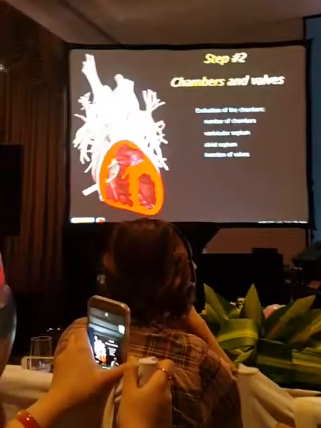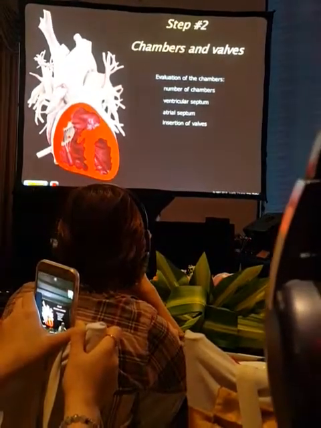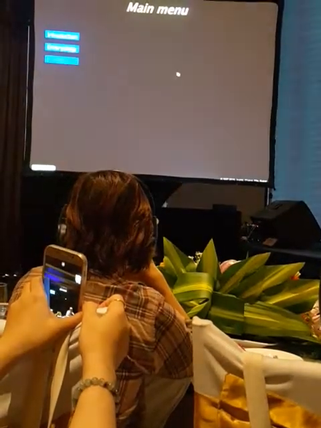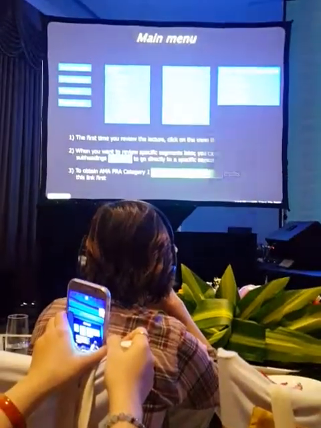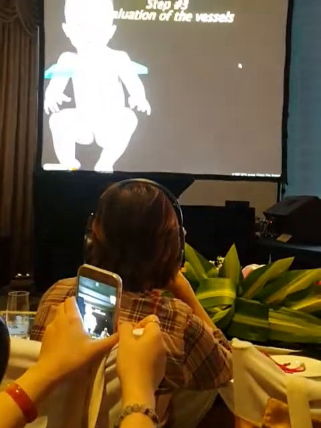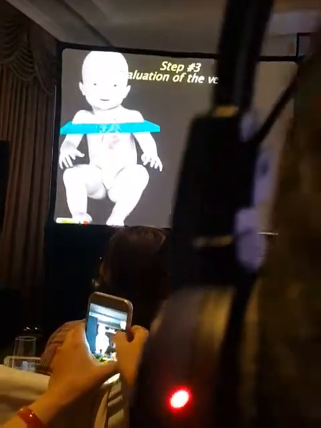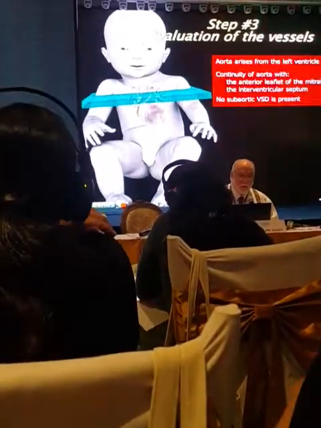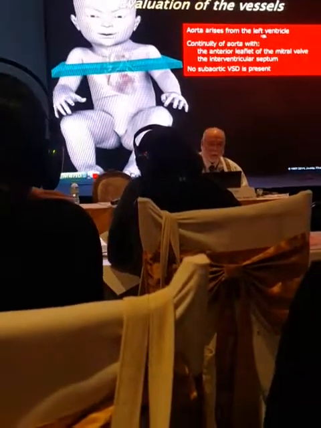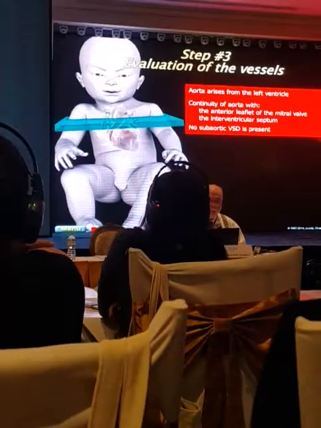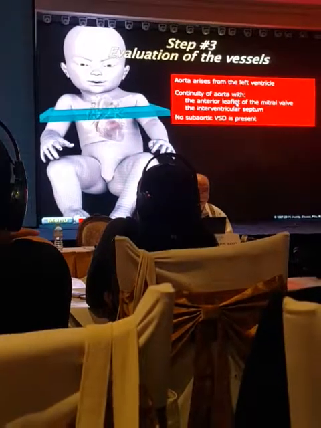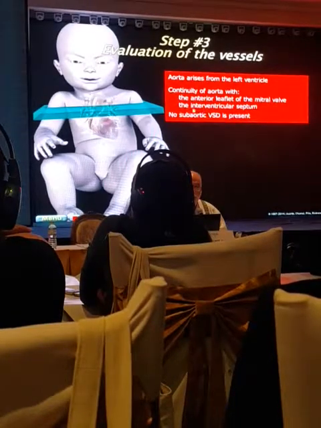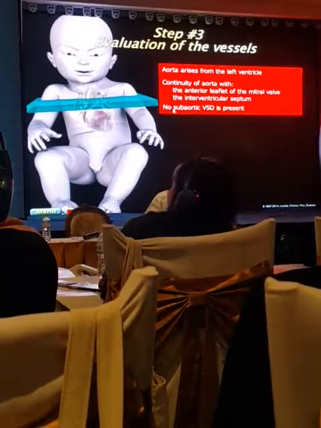So in step 2, we're looking at the chambers, how they're connected, and the septation between them. Again, nothing very difficult here. Now, in step 3, we're going to be looking at the vessels, not far from the heart like we did in the first segment, but right at the heart. And what we're going to make sure is that the aorta is arising from the left ventricle. We're going to see the continuity of the aorta with the anterior leaflet of the mitral valve and the anterior septum. Remember, that's why we do the left outflow tract view. We want to make sure there's no subaortic ventricular septal defect.